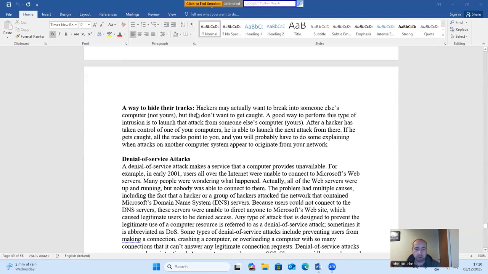A way to hide their tracks. Hackers may actually want to break into someone else's computer, not yours, but they don't want to get caught. A good way to perform this type of intrusion is to launch that attack from someone else's computer, yours. After a hacker has taken control of one of your computers, he is able to launch the next attack from there. If he gets caught, all the tracks point to you, and you'll probably have to do some explaining when attacks on another computer system appear to originate from your network.